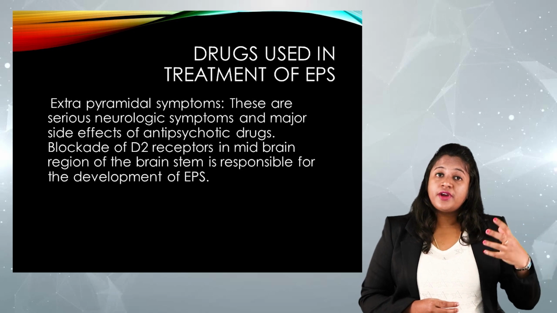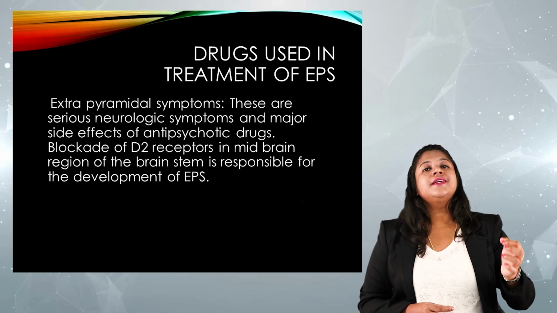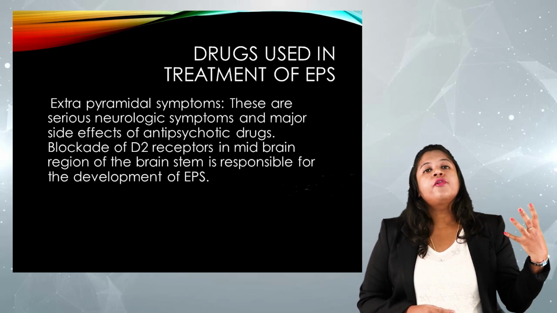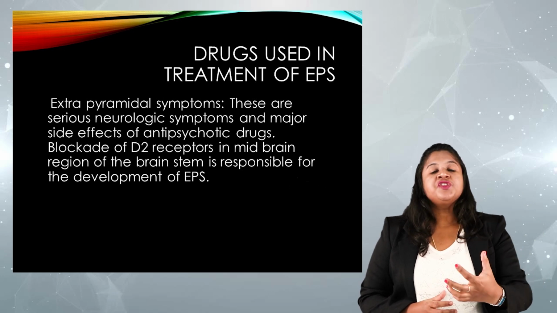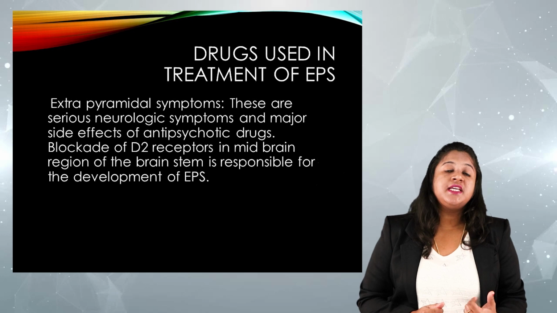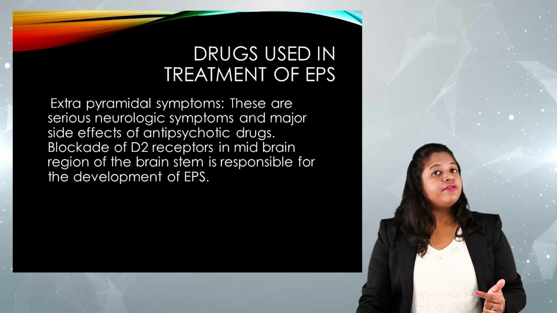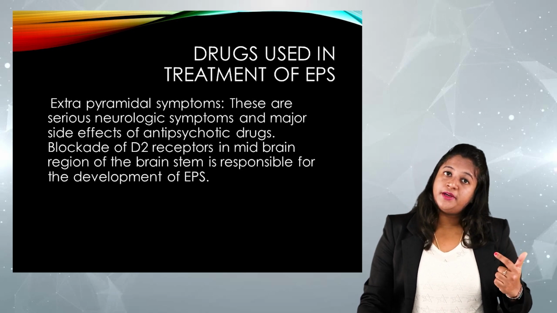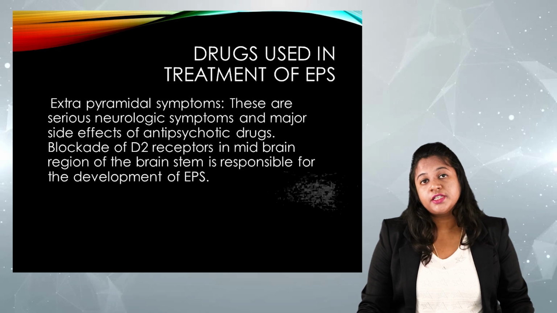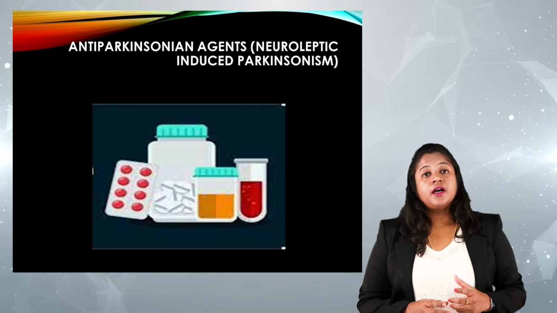So these drugs are going to block the D2 receptors in the midbrain part of the brain stem. So that is why extrapyramidal symptoms are seen as the side effects of the antipsychotic drugs. So these side effects are sometimes such an emergency that they have to be treated immediately. So, number one treatment for this condition.